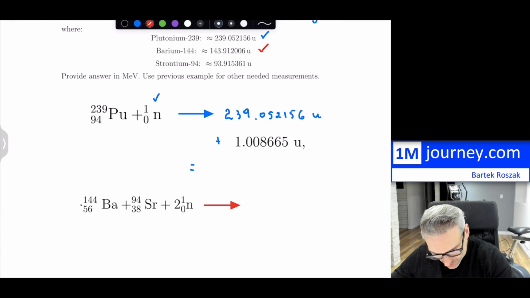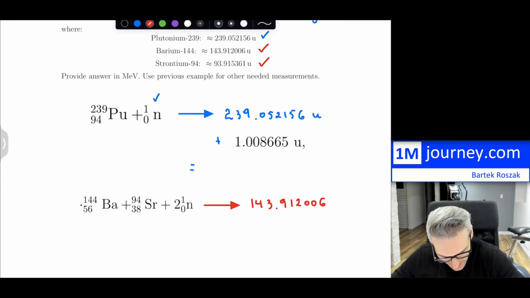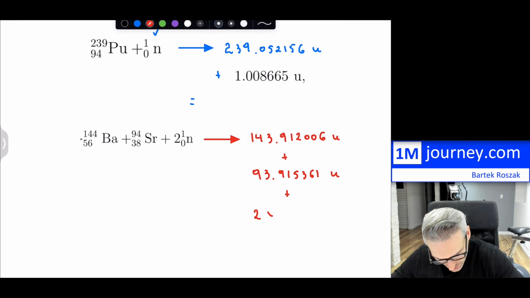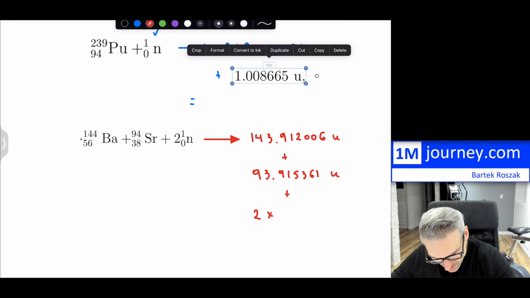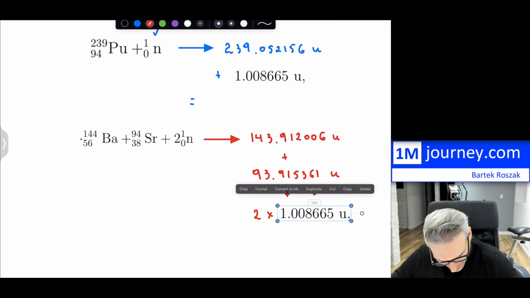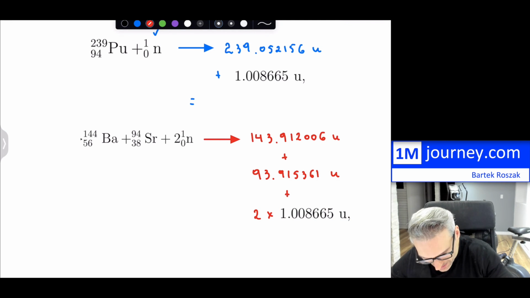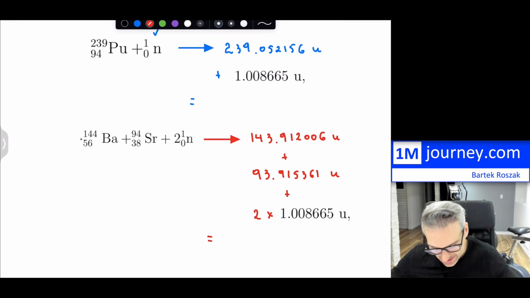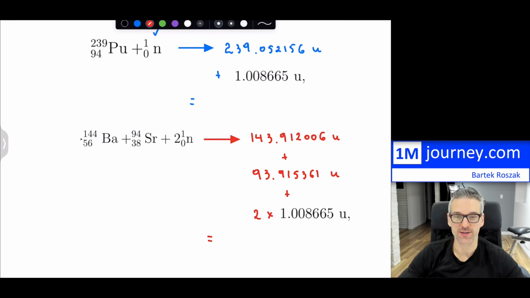So again, I'm going to go back in here and borrow these out of here. So this is going to be 143.912006 plus, now my strontium, which is 93.915361. And now I have 2 of my neutrons. So 2 times, and again, I'm going to duplicate this back in here, and that's what I would have. And this is going to give me a total sum. So I have my reactants, and then I have my products. So I'm going to just do the calculation, and let's see what that is.